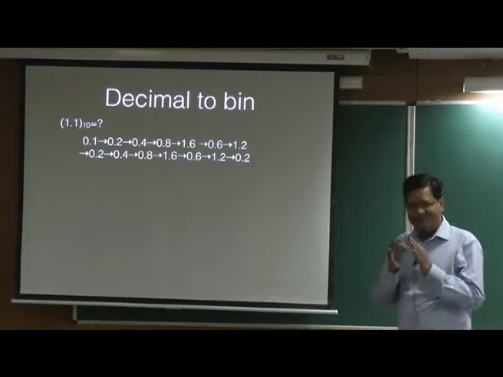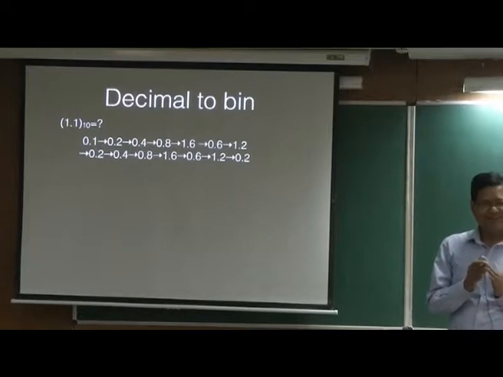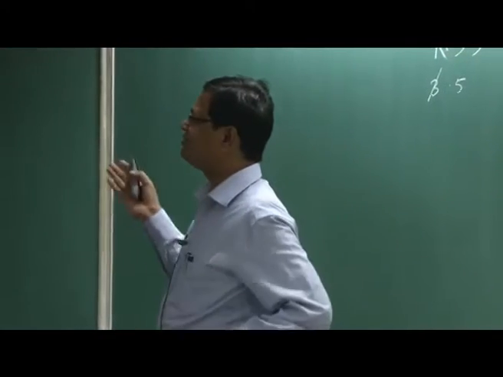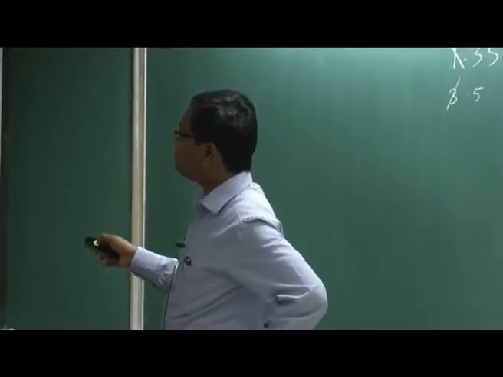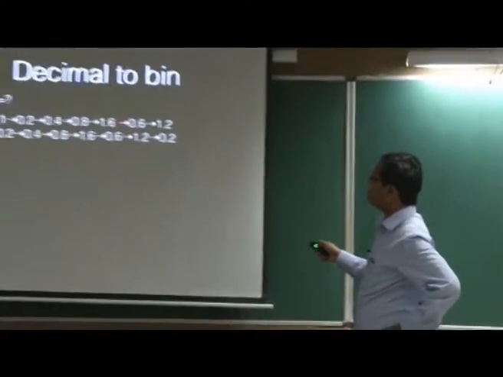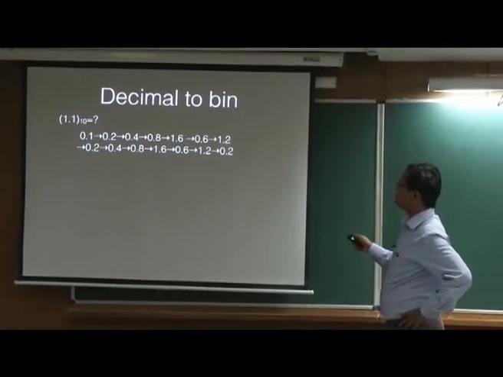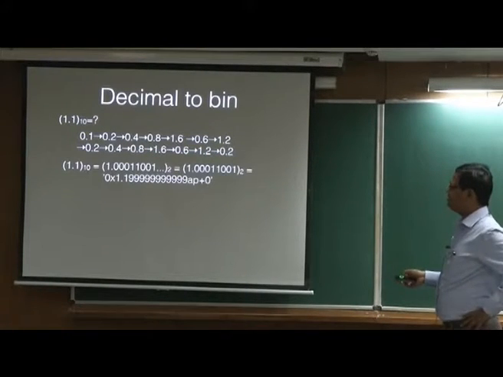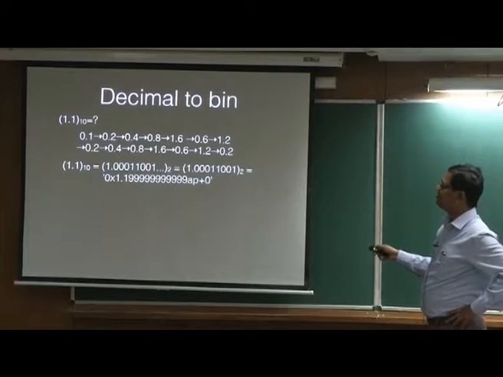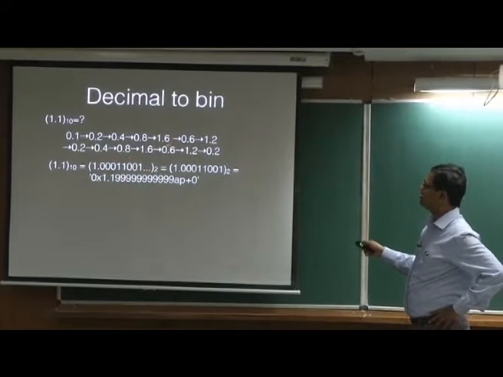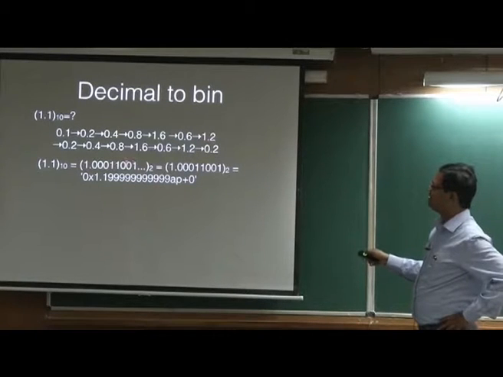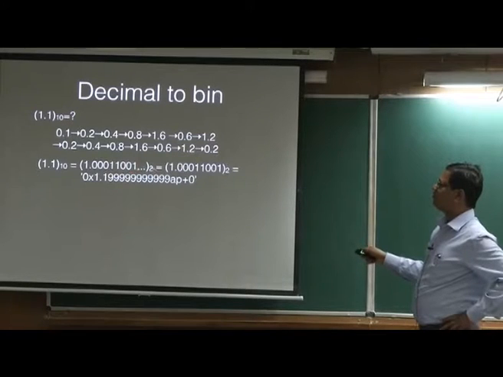I request you to please do this. These are simple stuff, but you should be able to convert one to the other. This was done thousands of years back. So you get 1 here, then 0.6 is remaining. Again keep multiplying, you get 1 here, and so on. The number I get is 3 zeros here, then 1, 1, then again 1, then 2 zeros. So this is the binary representation of 1.1.